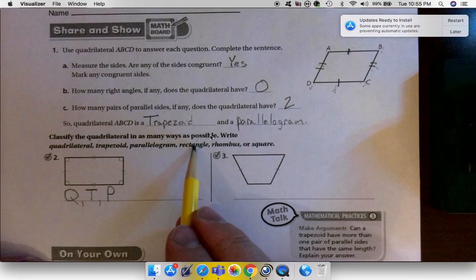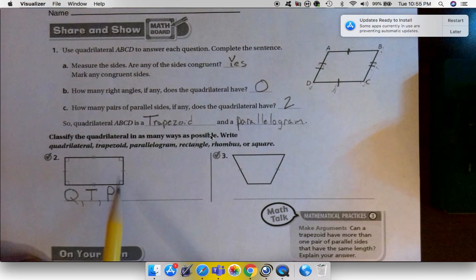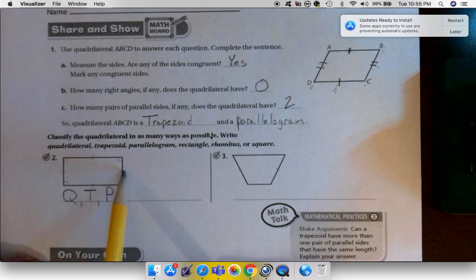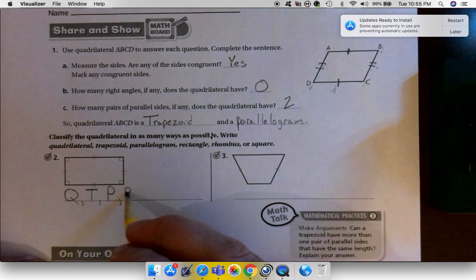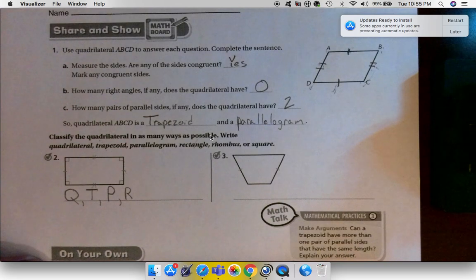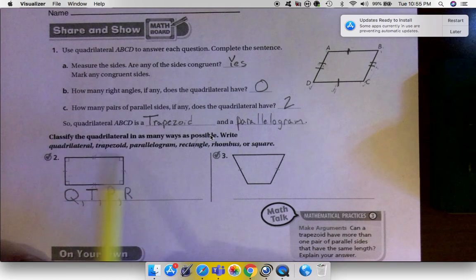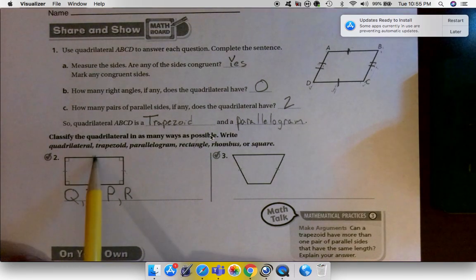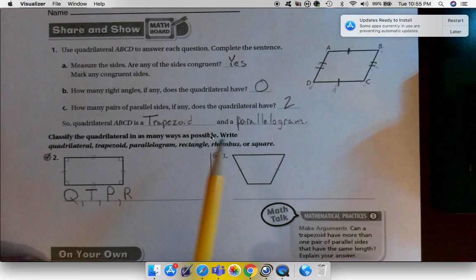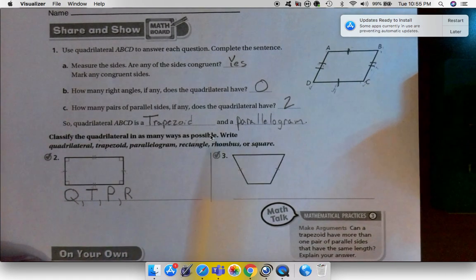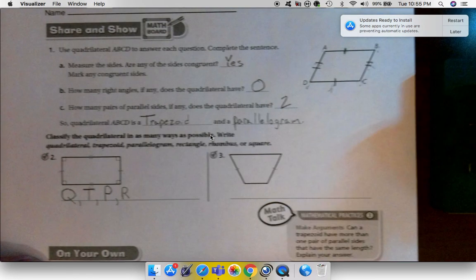Am I a rectangle? Well, I have 4 right angles. Opposite sides are parallel and congruent. So yes, I am a rectangle. Am I a rhombus? No. Not all of my sides are congruent. Top and bottom are congruent, but they're not congruent to left and right, so I cannot be a rhombus. I also can't be a square then.